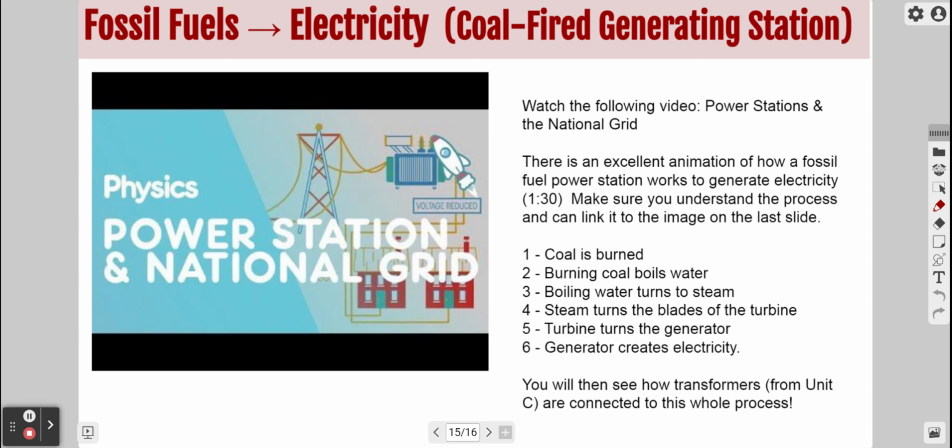Now, a great review. Again, it's going to go through all these same steps I did. Watch this. It also connects to how transformers then take this electricity. And remember, that's from Unit C. So there's a great connection to Unit C as well in this video.